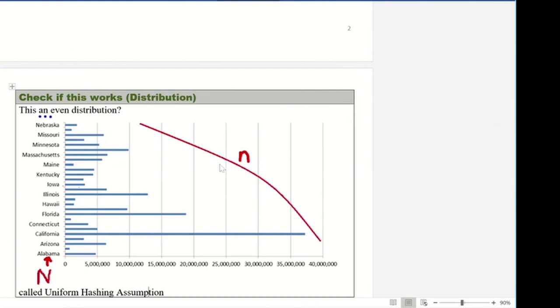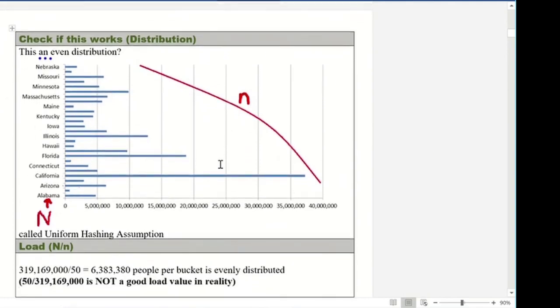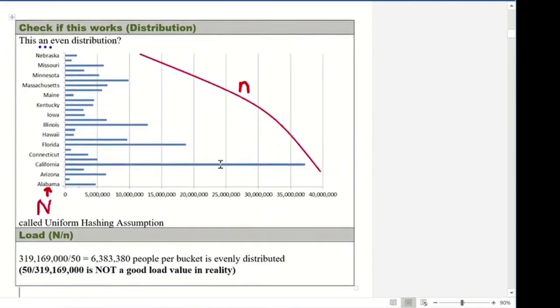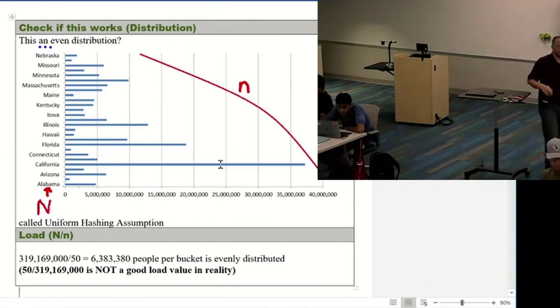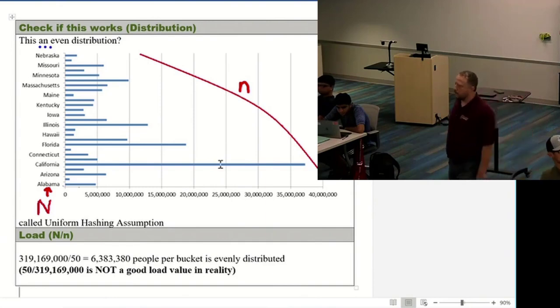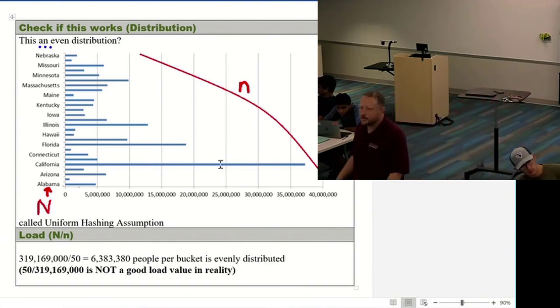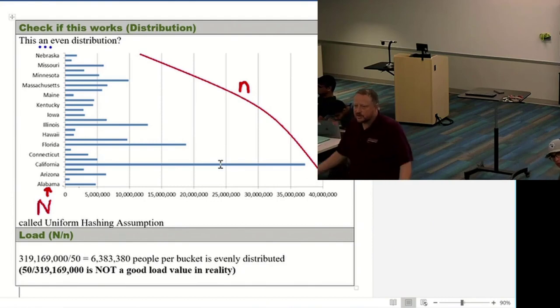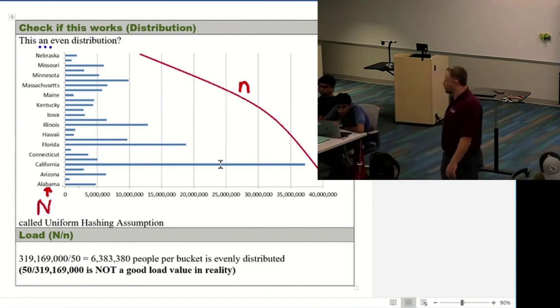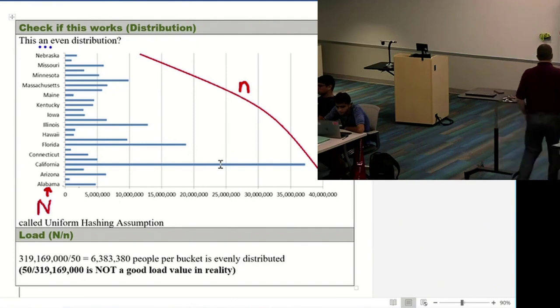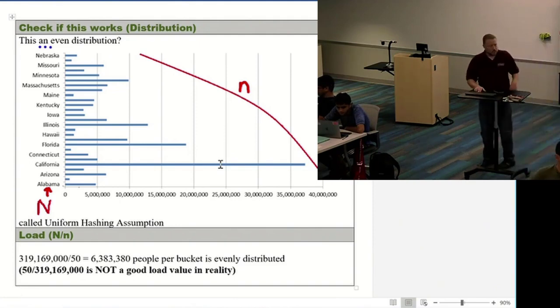New York has a very high population, too, and so does Texas, obviously. So there's a couple of big blips that, frankly, don't make it worthwhile. So we want something called a uniform hashing assumption. And this is what we try to do: we divide our total number of keys by the number of buckets, and that's what we're hoping will be about an even distribution. That makes sense. Just a very simple division. Doesn't always work out that way, because in real life, California's a much bigger state.